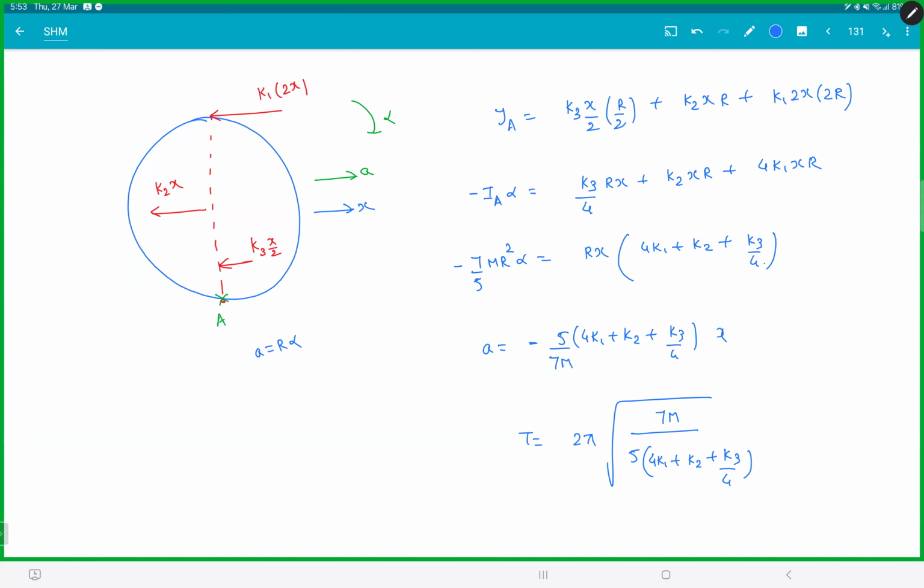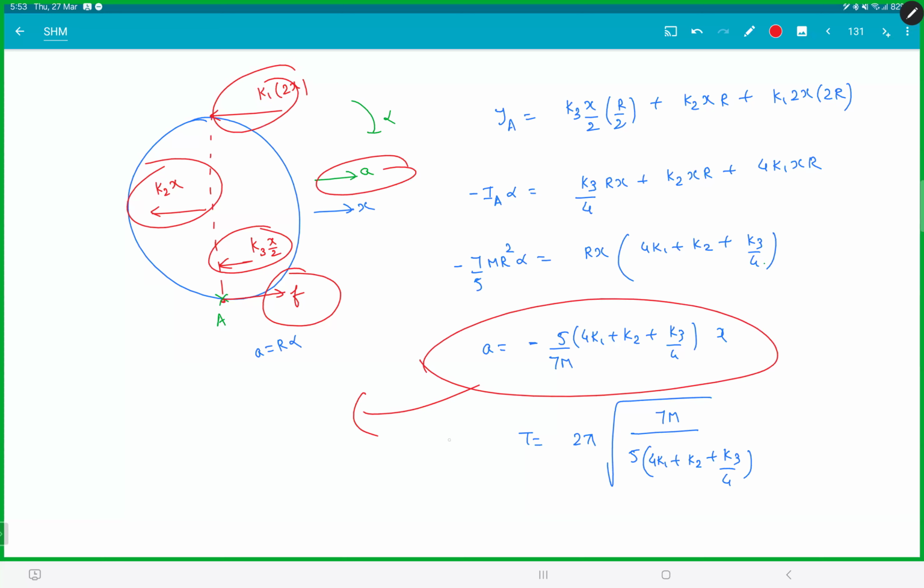Any doubts on the steps? If they ask you to find a friction, what will you do? Actually, I forgot. There will be one more force. There'll be friction also. How will you find friction? F minus this minus this minus this is equal to m into a. And the value of a I know. Substitute there, you will get the value of f.